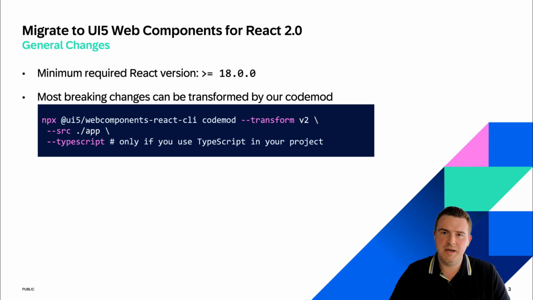And in order to pave the road for an easier migration on your end, we have created a codemod, which is applying to the UI5 Web Components for React project only. So if you have an Angular or Vue project, we unfortunately don't have a codemod. But if you are using UI5 Web Components for React in your project, you can give the codemod a try. And the codemod will, by a best effort approach, try to transform most of the breaking changes in the project. There will still be some manual work to do, but I'll come to that in a second.